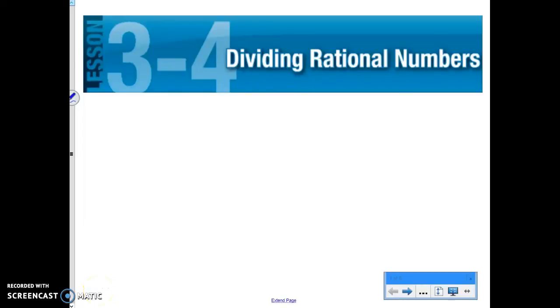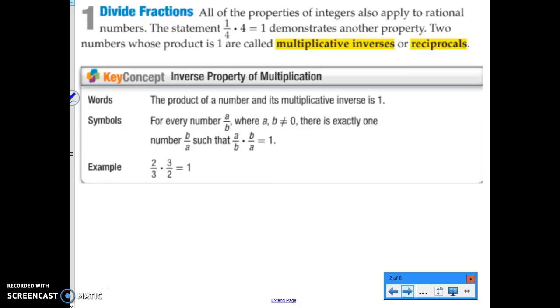Okay, today we're talking about dividing rational numbers. This is chapter 3, lesson 4. So all of the properties of integers also apply to rational numbers. The statement 1/4 times 4 equals 1 demonstrates another property. Two numbers whose product is 1 are called multiplicative inverses.